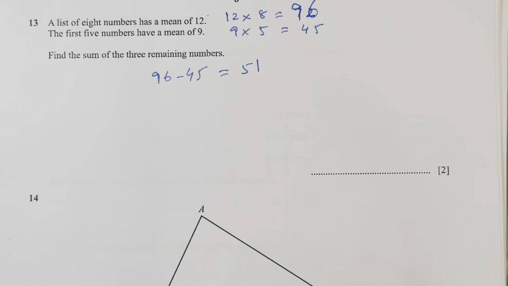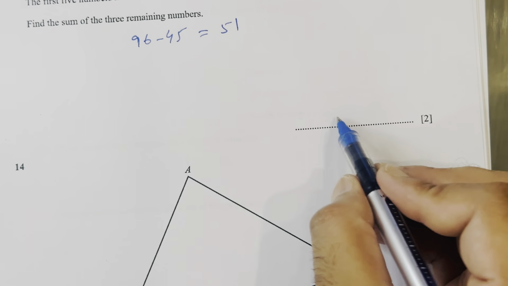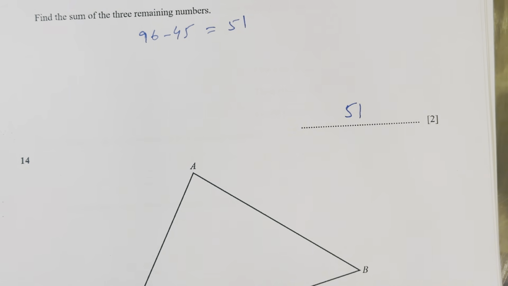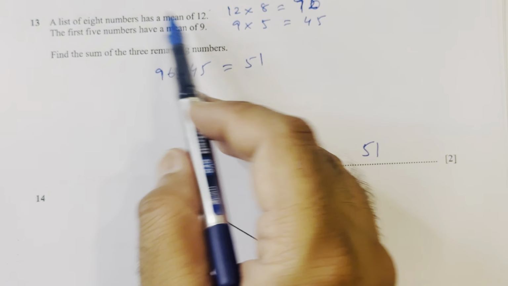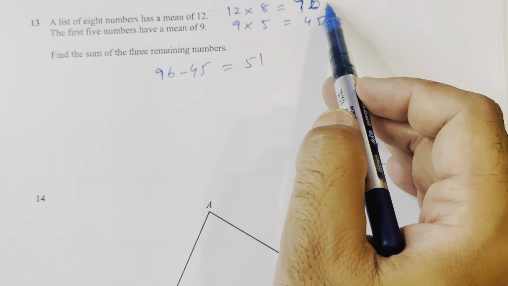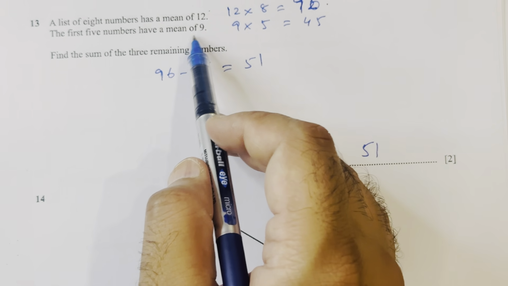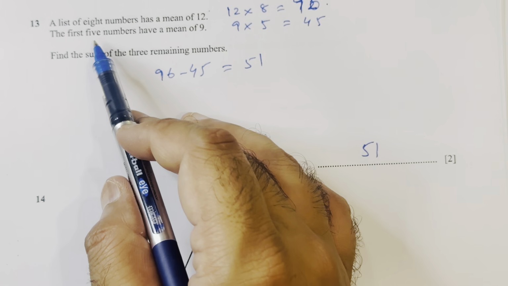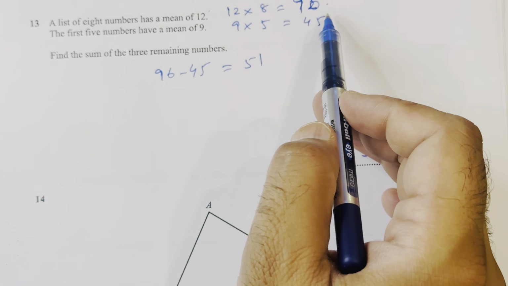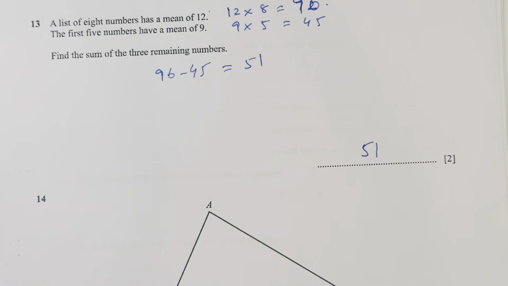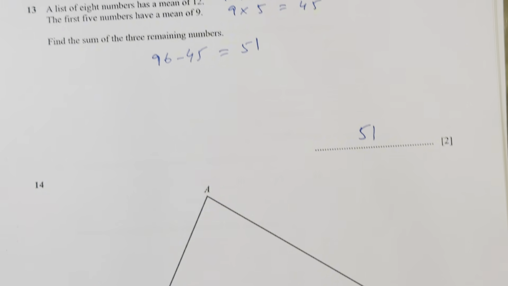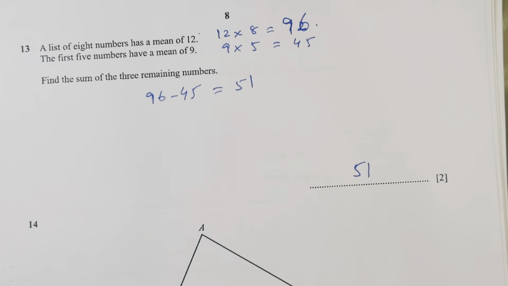So the sum of the 3 remaining numbers would be 51. First, because we know the mean was 12, multiplying by 8 gives the sum of 8 numbers. The mean of 5 numbers was 9, so multiplying by 5 gives the sum of the 5 numbers, 45. Subtracting these two numbers gives us the sum of the remaining 3 numbers. So this is how we have solved this question.